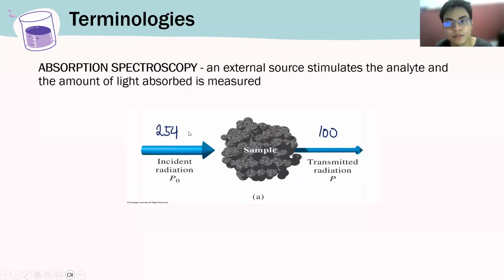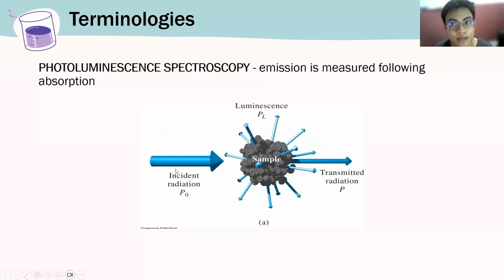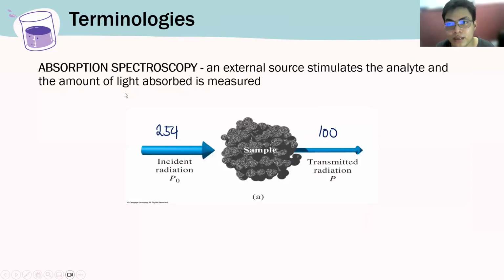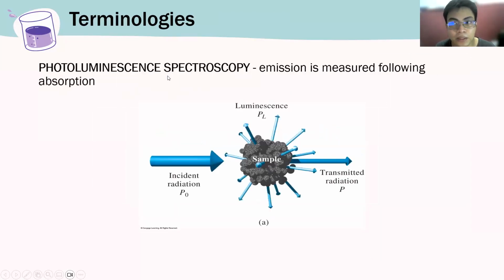Similar to with absorption kasi meron kang incident radiation. But this is different than emission. Just may na-emit kang light pero tandaan nyo yung emission, walang light source. You just add energy to your sample. Sa absorption kasi and photoluminescence, dapat may light source ka for it to happen. So, yun yung mga minute differences among this spectroscopy.